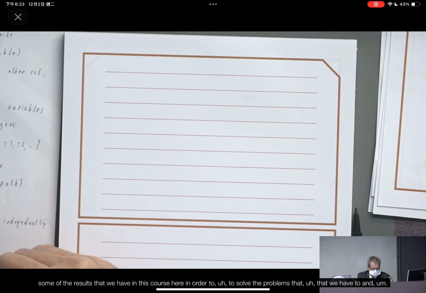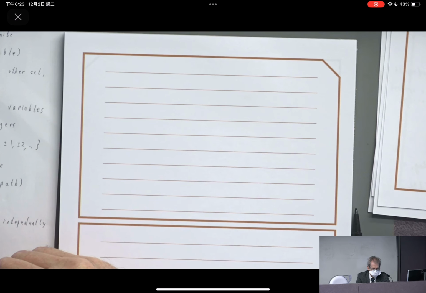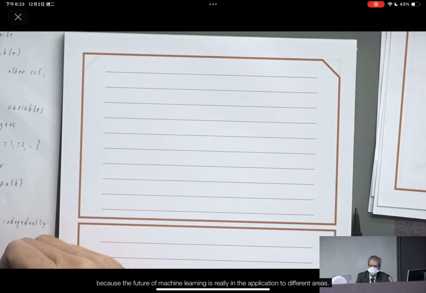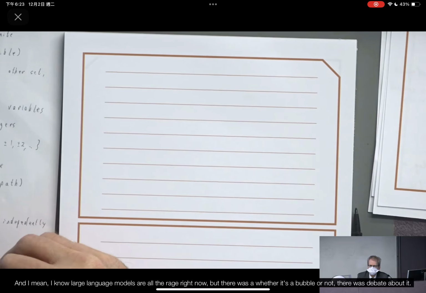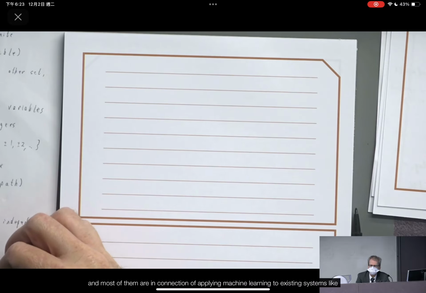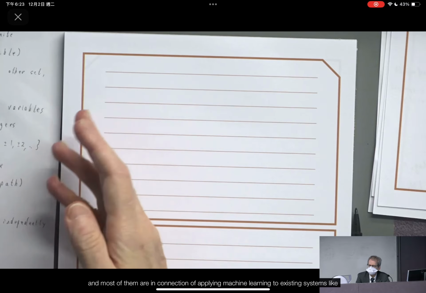And even for those, I think, who are mostly interested in machine learning, I think it's a good additional basis, because the future of machine learning is really in the application to different areas. And I mean, I know large language models are all the rage right now, but whether it's a bubble or not, there's debate about it. In any case, there are a lot of different uses of machine learning, and most of them are in connection of applying machine learning to existing systems, like wireless.